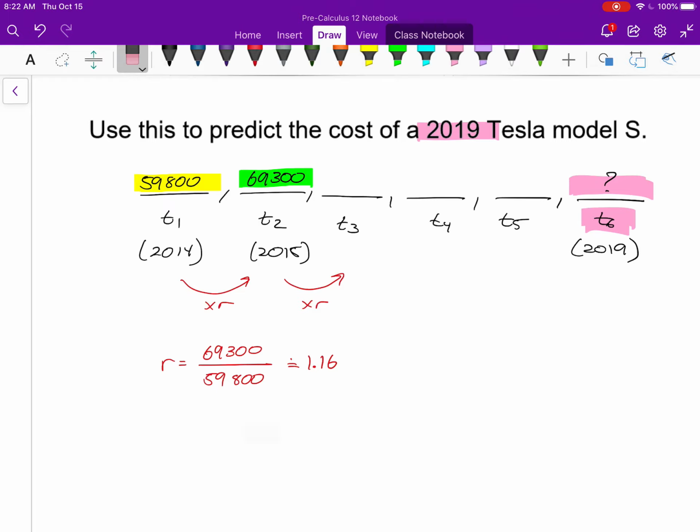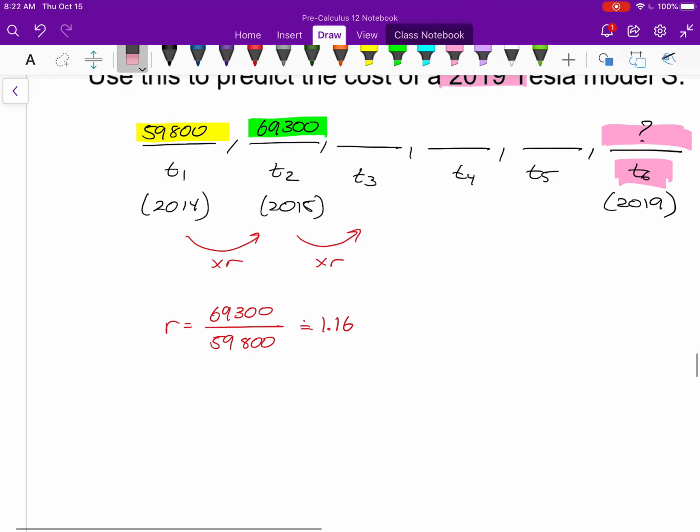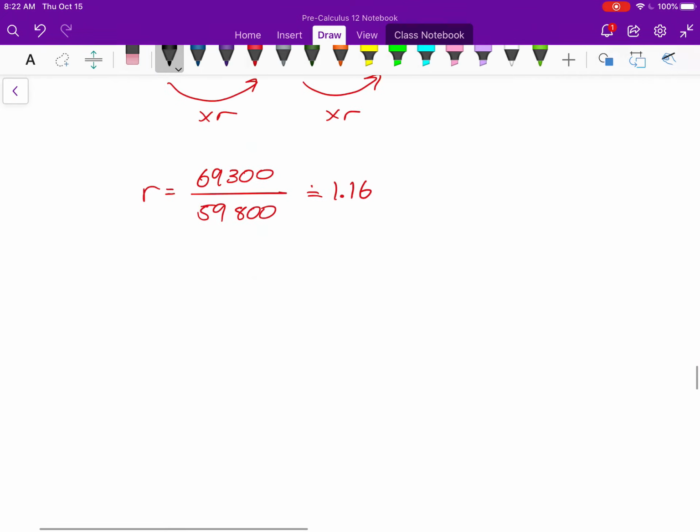And so with that said, I got my common ratio. Let's now go back to my general form for a geometric sequence. Again, I'm trying to find the sixth term. I know the first term. I know the common ratio.